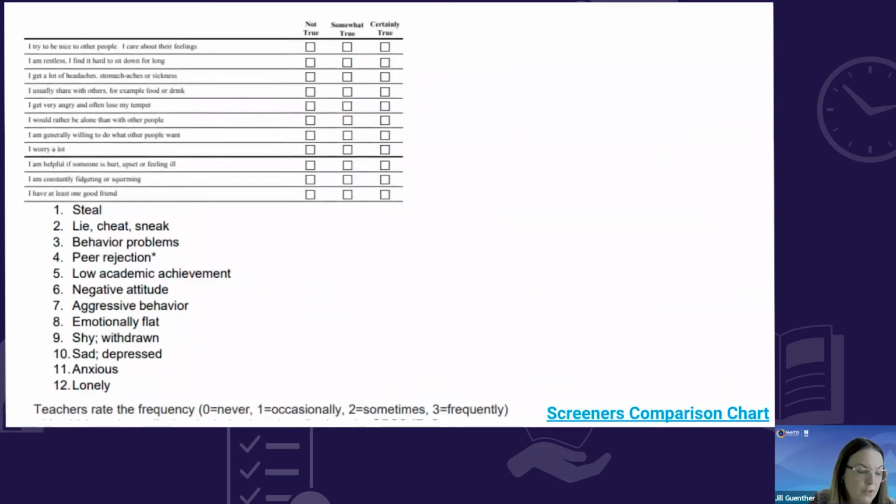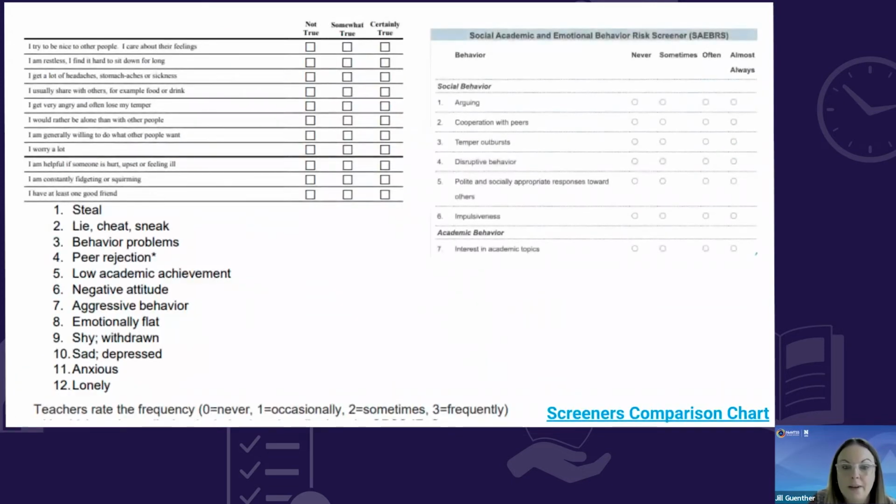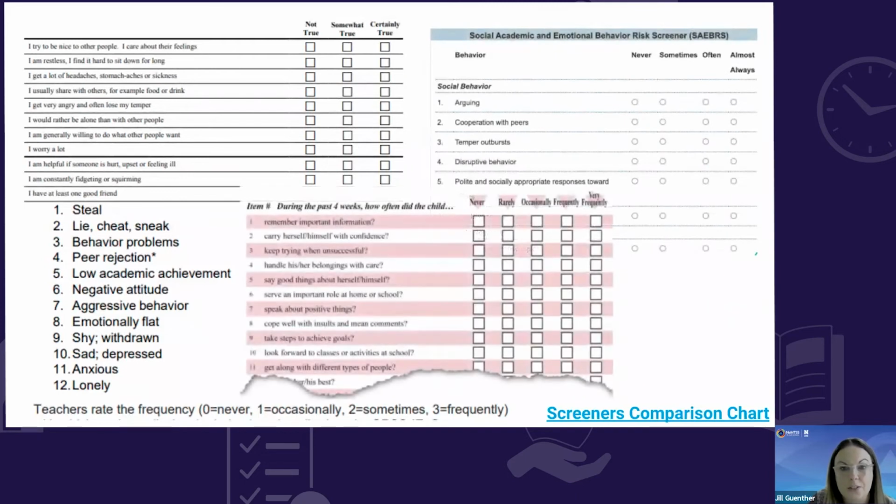Here we have a few different examples. There are lots of different screeners out there. Some are free, some cost money, some would be teacher report, some are parent report, some student report, and some analyze the data for you and some don't. So lots and lots of different options.